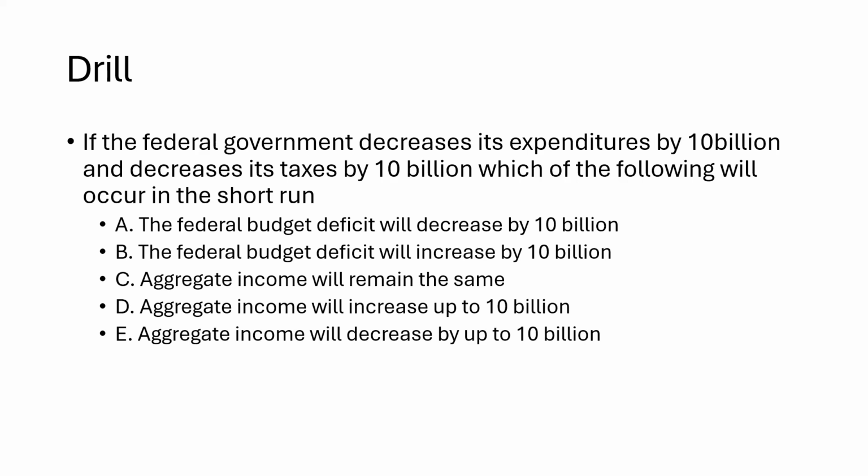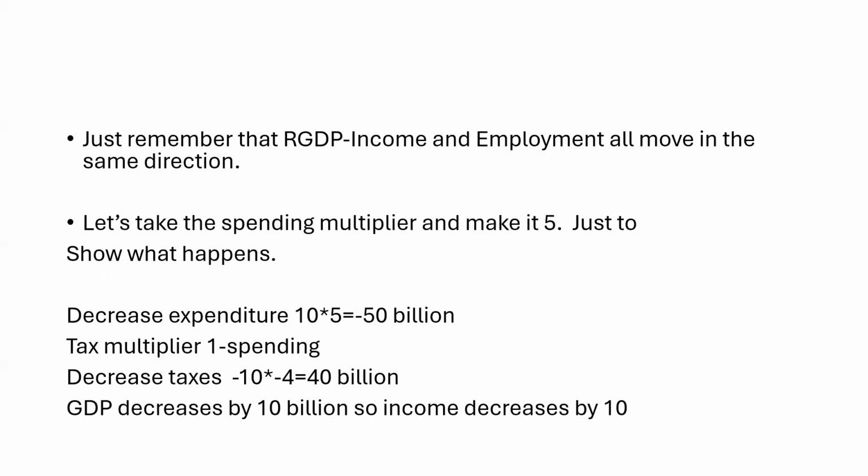Okay, the answer is going to be E as in Ellen. Aggregate income will decrease by up to 10 billion. Now, why? Remember, real GDP, income, and employment all move in the same direction. So whichever way AD moves, income is going to move. So I'm just going to make the spending multiplier 5. I mean, you can make it whatever you want. I'm just using it to give you an example.